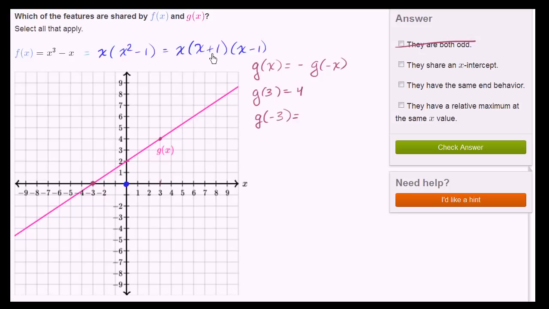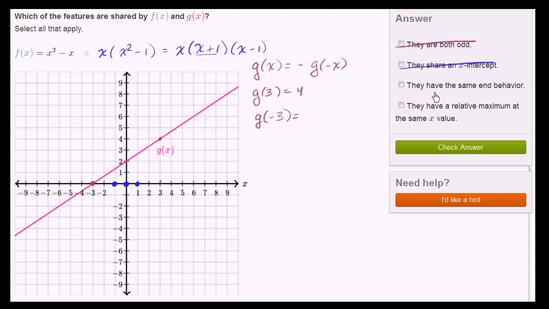When x is equal to negative 1, that would make this term, and thus the entire expression, 0. And when x is equal to positive 1, that would make this last part 0, which would make this entire product 0. So here are the zeros of f of x, and none of these coincide with the zeros of g of x. So they don't share an x-intercept.